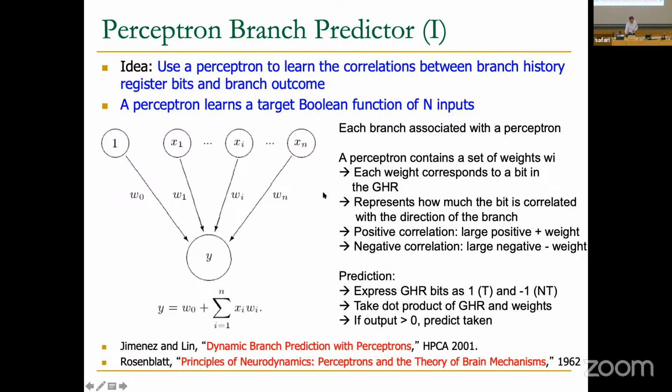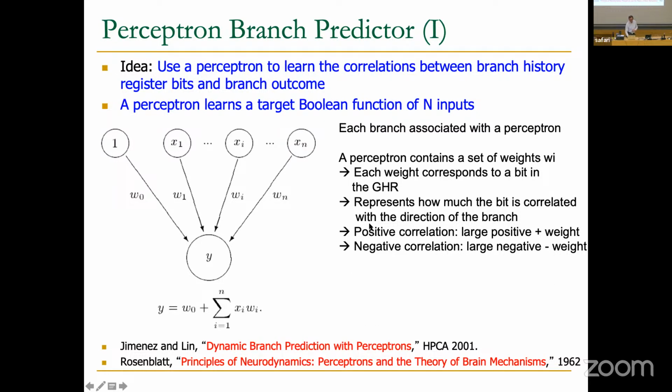A positive correlation means if there's a positive correlation between the outcome of the branch, let's say taken, and the direction in that location in the branch history register, then you should have a large weight associated with it. Over multiple executions, you increase that weight by training, okay? And if there's a negative correlation, meaning the outcome is taken, but the bit is not taken, or vice versa, this weight gets decremented over multiple iterations of training and execution. So that's represented by a large negative weight.